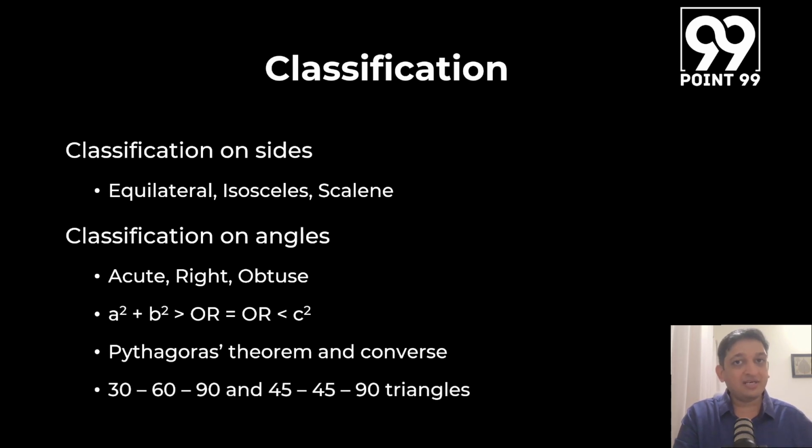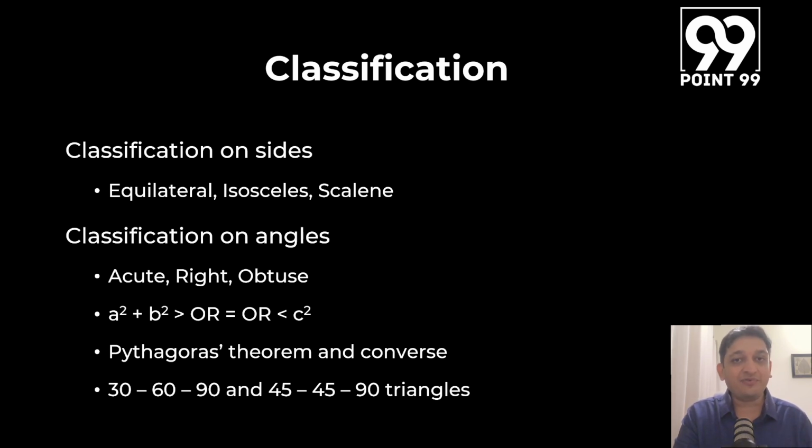Also, you have to remember 30, 60, 90 triangles and 45, 45, 90 triangles. The rule of a 30, 60, 90 triangle is that if the angles of a triangle are 30 degrees, 60 degrees and 90 degrees, the side opposite to 30 degrees will be half the length of the hypotenuse, and the side opposite to 60 degrees will be root 3 by 2 times the hypotenuse. You can also see that the side opposite 60 degrees will be root 3 times the side opposite 30 degrees, and the side opposite 30 degrees is obviously 1 by root 3 times the side opposite 60 degrees.